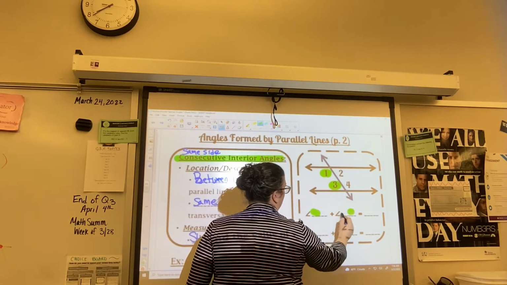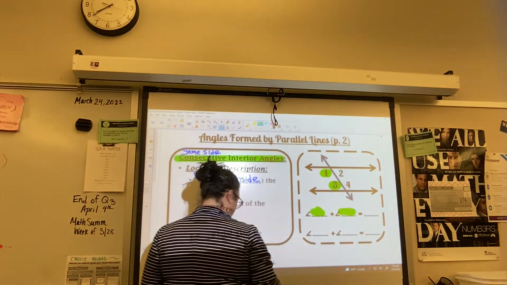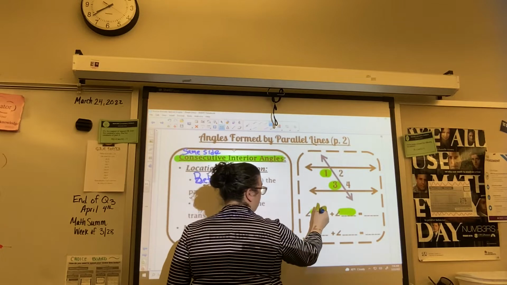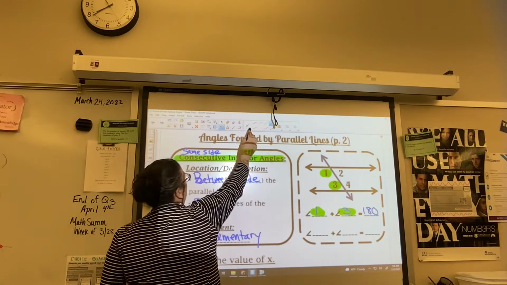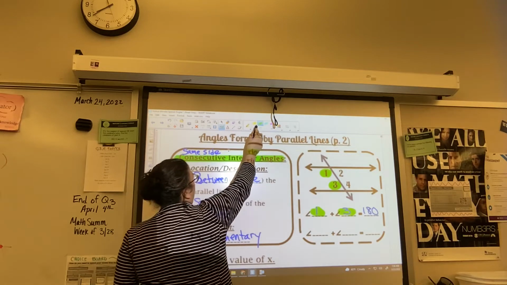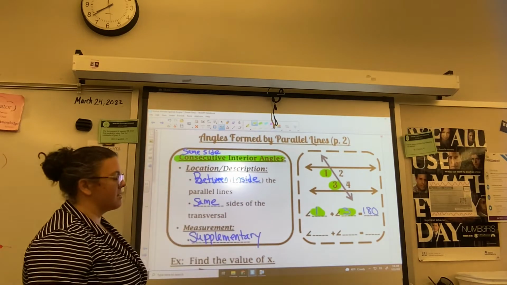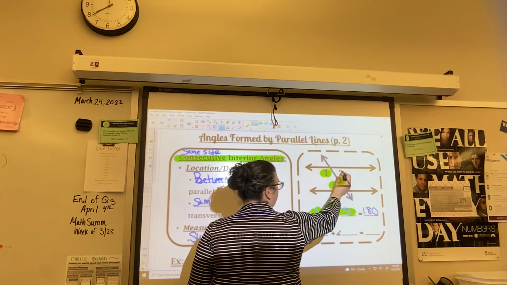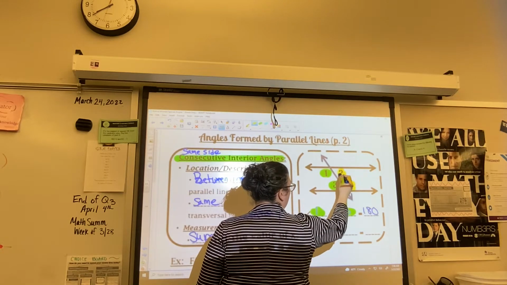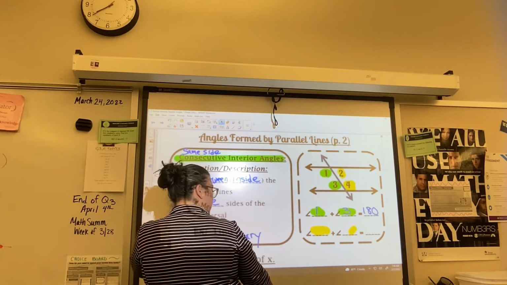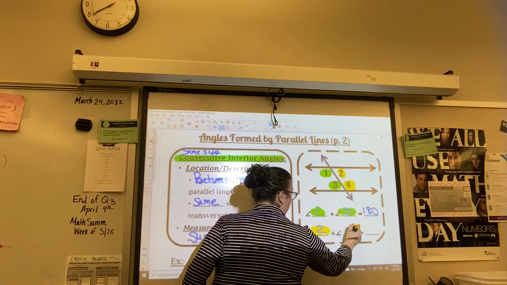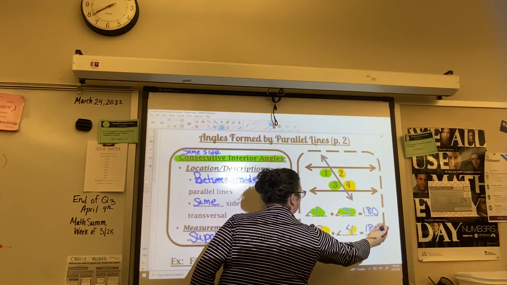So angle 1 plus angle 3 is going to equal 180 degrees. So instead of them being equal to each other, they're going to equal 180 degrees. The same would go for 2 and 4 on this side of the transversal. The measurement of angle 2 plus the measurement of angle 4 is going to equal 180.